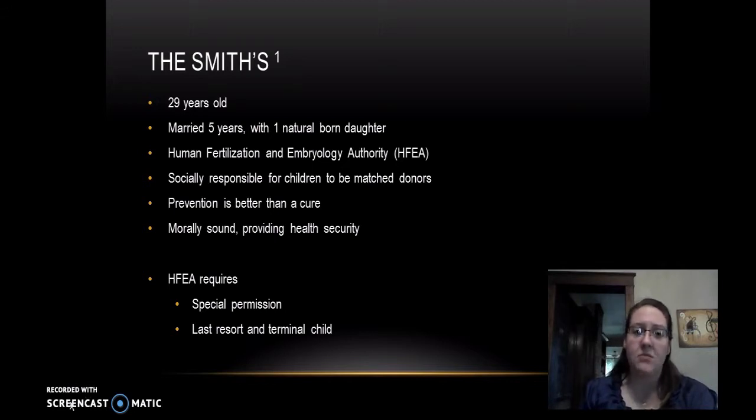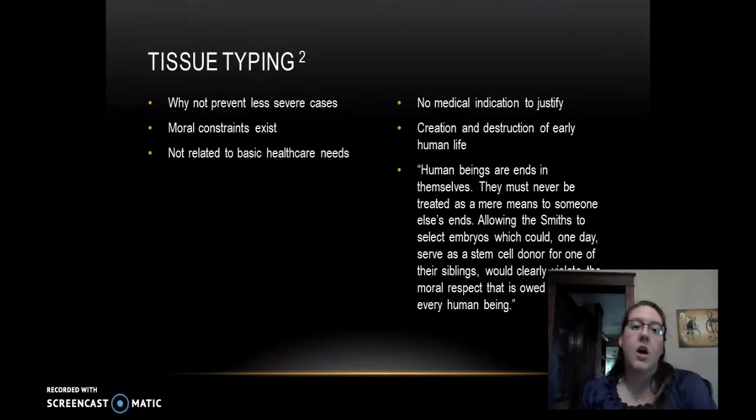However, the HFEA requires special permission for the parents to allow this to happen, and it must be a last resort. Like if you're wanting your second-born child to be tissue typed, then the first child must be terminally ill. Now the question is, why not allow this to happen? Why not let it prevent less severe cases? After all, the moral constraint already exists.